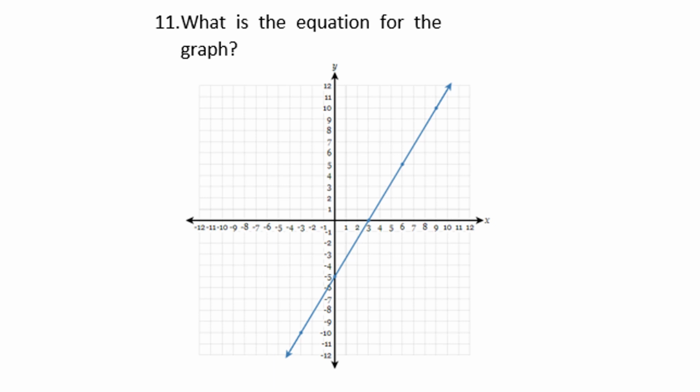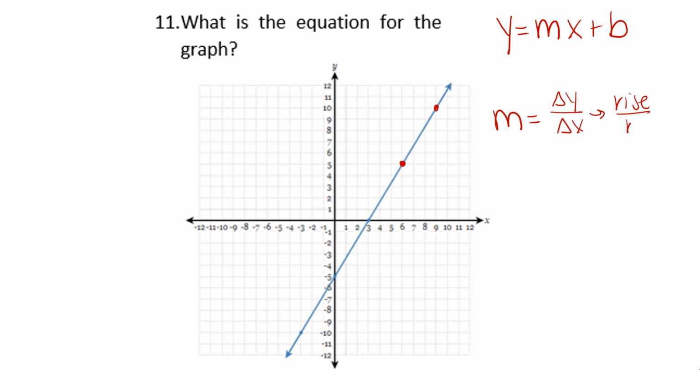For number 11, it asks, what is the equation for the graph? Now remember, we want our equation to be represented in the form of y equals mx plus b. So to find our rate of change, the m, we've got to connect our points, picking out any 2 points that we can read clearly. I'm going to pick out these 2 points here. We label our rate of change as a fraction, the change in y over the change in x, also called the rise over the run.